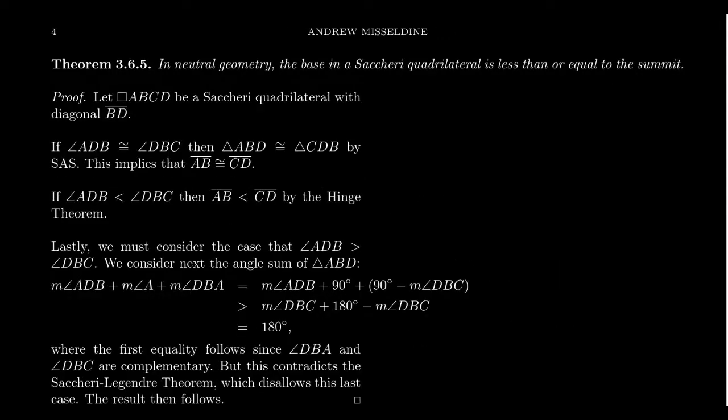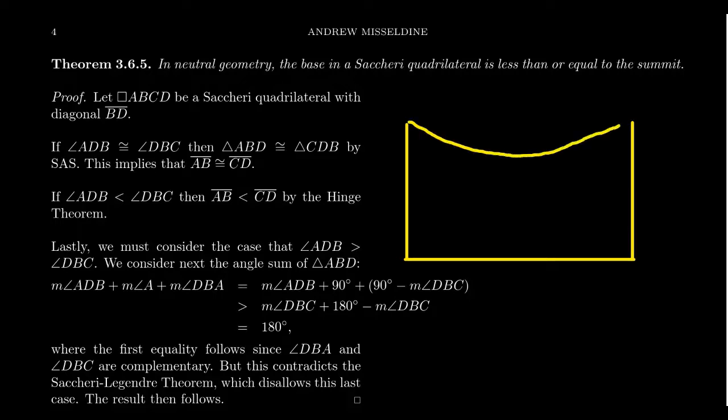Okay, one last result I want to prove about Saccheri quadrilaterals in this video is the following. In neutral geometry, the base in a Saccheri quadrilateral is less than or equal to the summit. And this is actually why we've been drawing the Saccheri quadrilaterals the way we've been doing it. Let's draw our picture right here. Now, we honestly don't need the picture for this proof, but I just did want to draw it on the screen here so we can see it. The way that I'm drawing my summit on this Saccheri quadrilateral seems to suggest that it's hanging, right? It's sort of like a wire. There's some type of sag going on there.